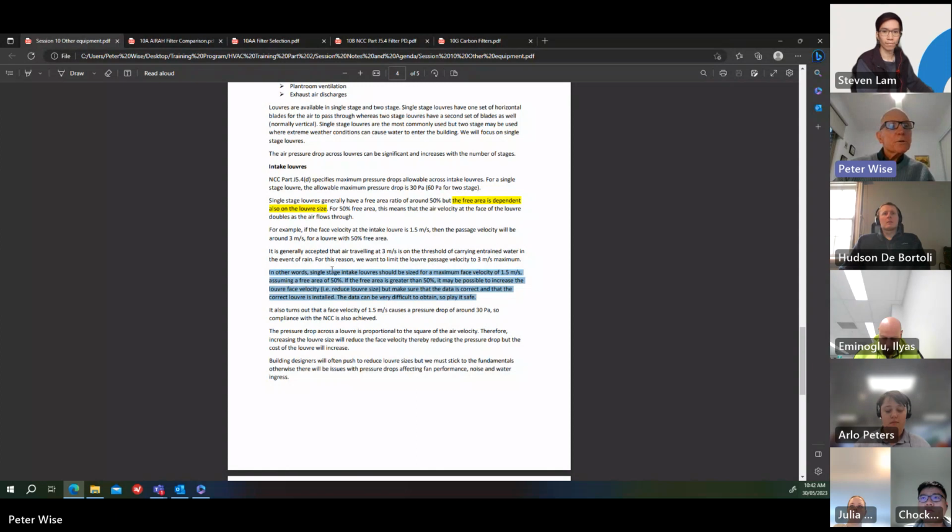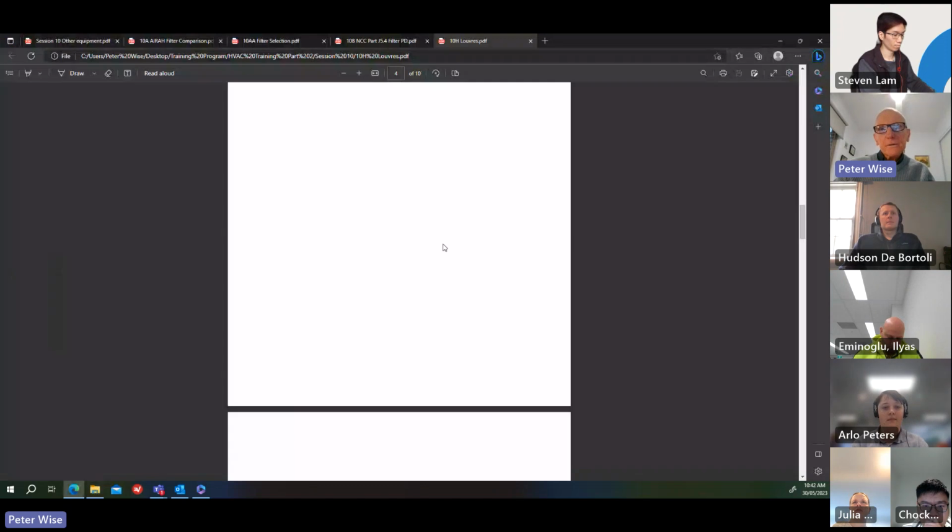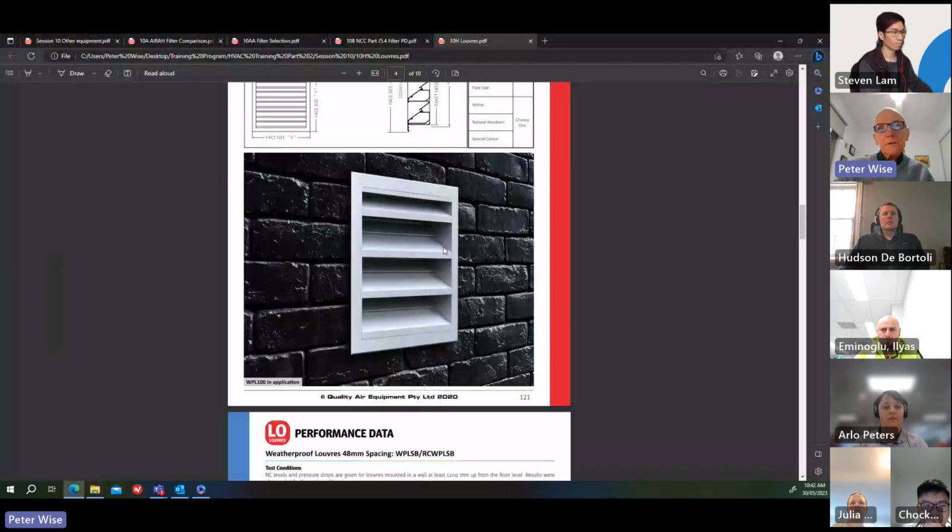I think at this point, I will show you some data quickly on louvers. And this is not a bad document to refer to. It is hard to find data on louvers. Years ago, there was a company called Air Grills who manufactured outside air louvers. And their data was really good, but they don't exist anymore, so you can't go there.